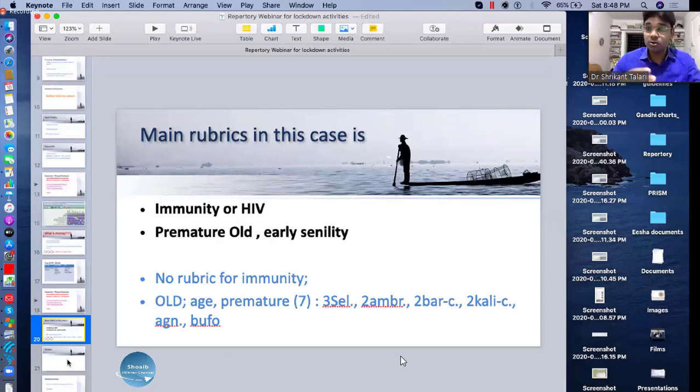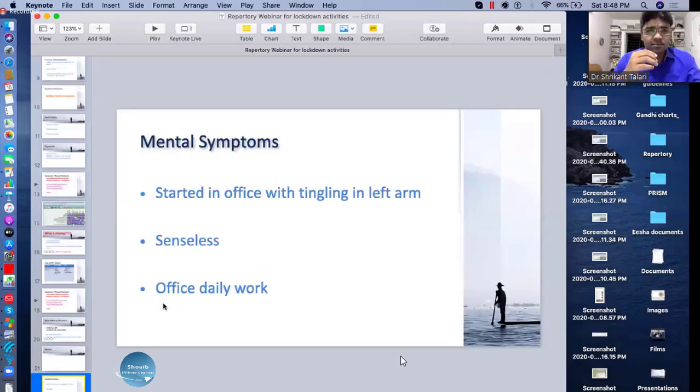Now I start looking at the mental symptom, and this is what I observe. The patient, when he started narrating, said, "Doctor, all this started when one day suddenly my whole left arm started tingling, numbness I started having, and it was so much that I just fell down. So my office colleagues got scared and they took me to the hospital. And the doctor was asking me, what happened? What is happening to you? And I was like, no, nothing. I don't know. I don't know what is happening.